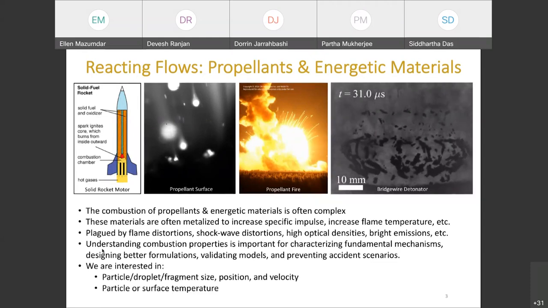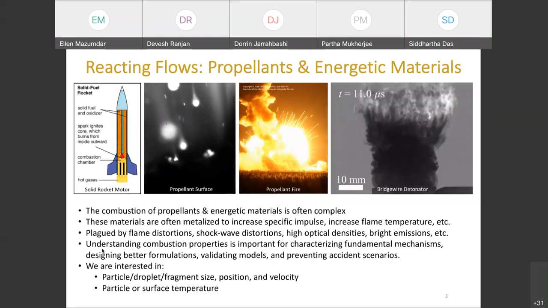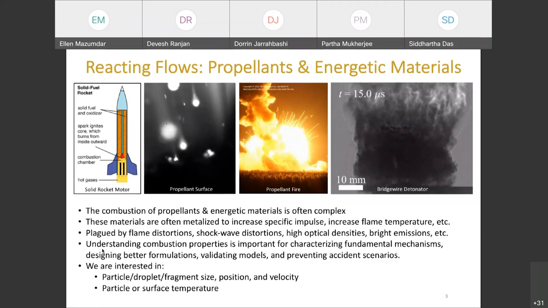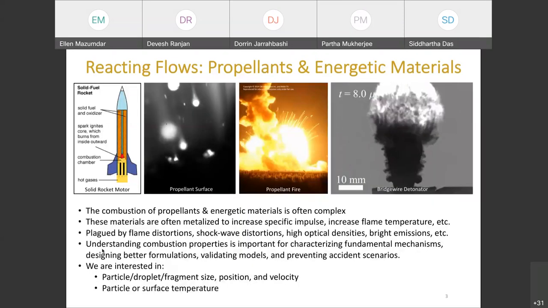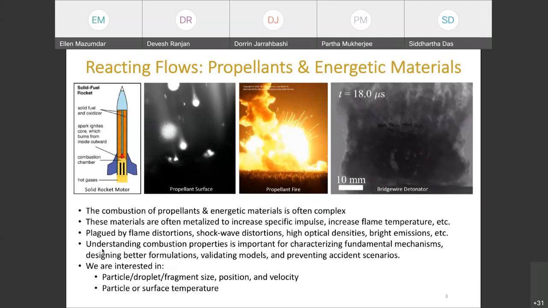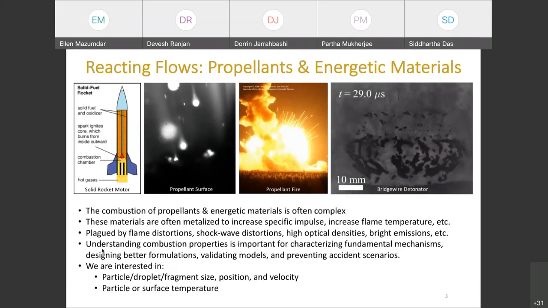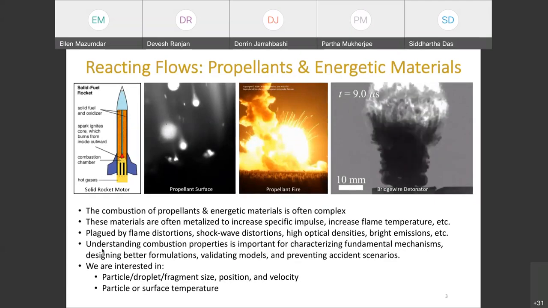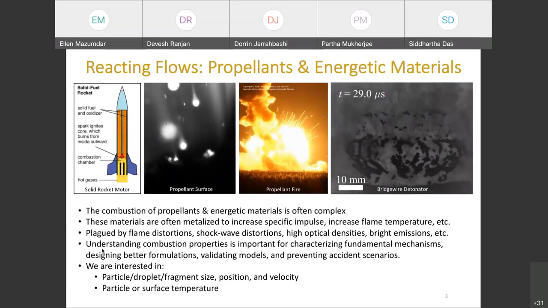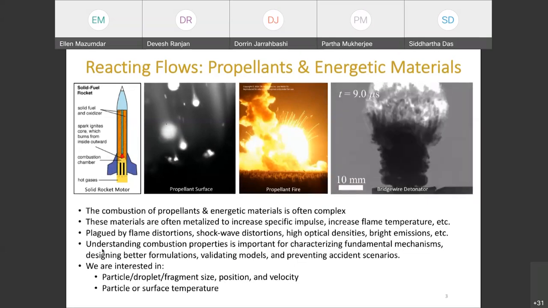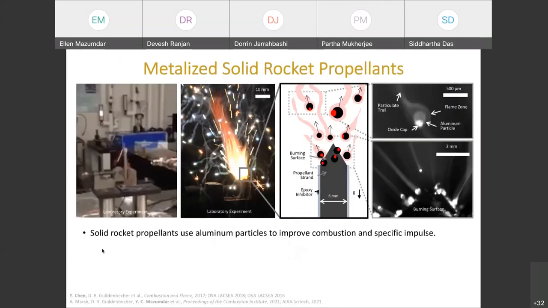So there's all sorts of different things that we're looking for when we want to study these physics. All right, so in particular, we're interested in studying particle, droplet, and fragment sizes. Those are one set of diagnostics. We can use them for finding three-dimensional position and velocity. Another set of diagnostics we're interested in are for particle or surface temperatures, and those are really important for understanding where in the combustion process you're in. So I'll start with talking about metalized solid rocket propellants.